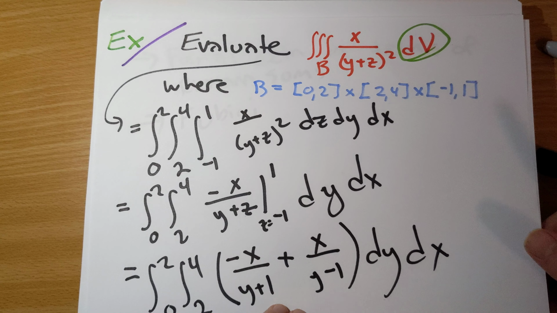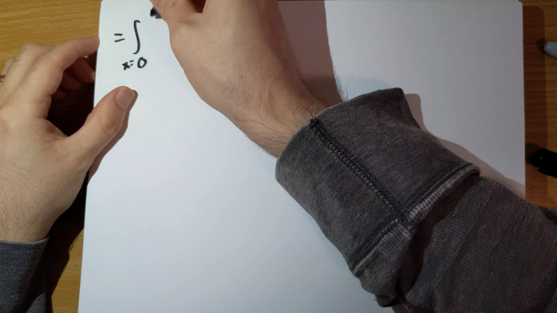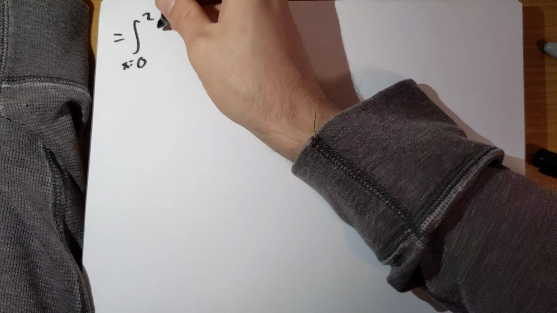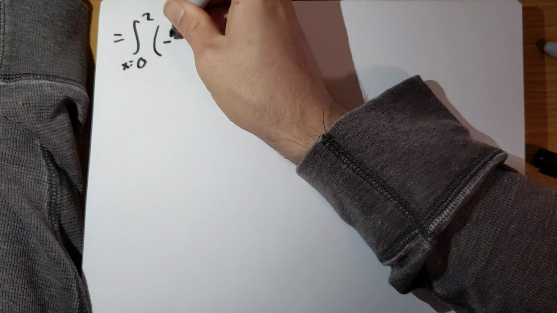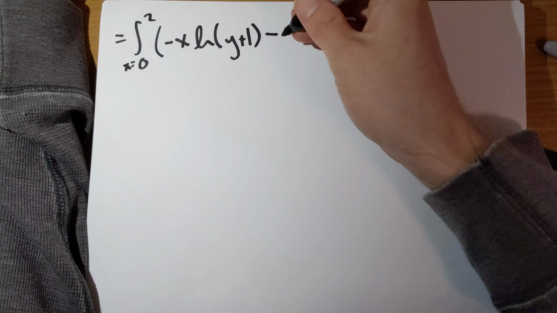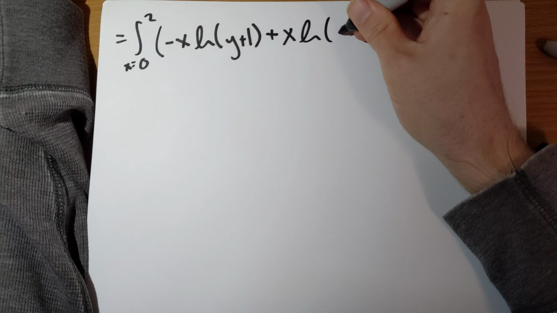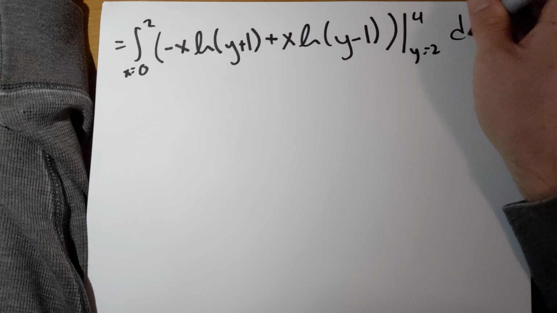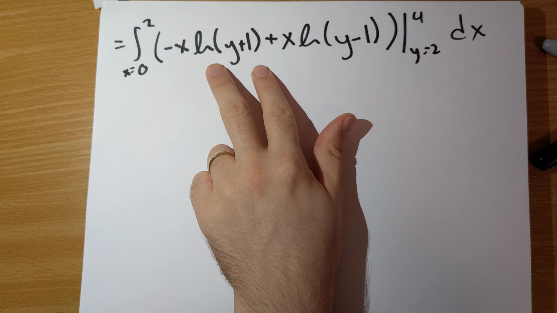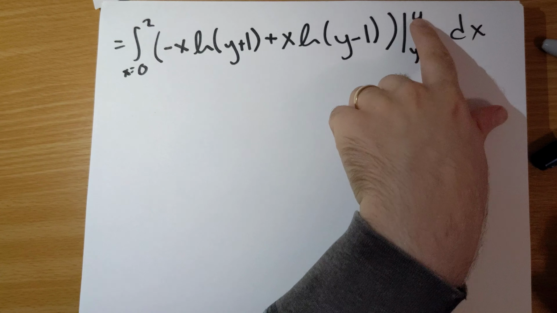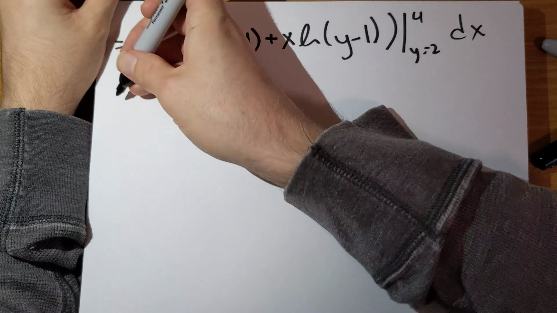Okay, now we integrate with respect to y, treating x as a constant. So antiderivative of -x over y plus 1 with respect to y will be -x times the natural logarithm of y plus 1. And then the antiderivative of x over y minus 1 will be x times the natural logarithm of y minus 1. Plug in y from 2 to 4. By the way, I just put parentheses here, not absolute value bars, around the logarithm argument, because everything in sight is going to be positive, so we don't have to worry about that.